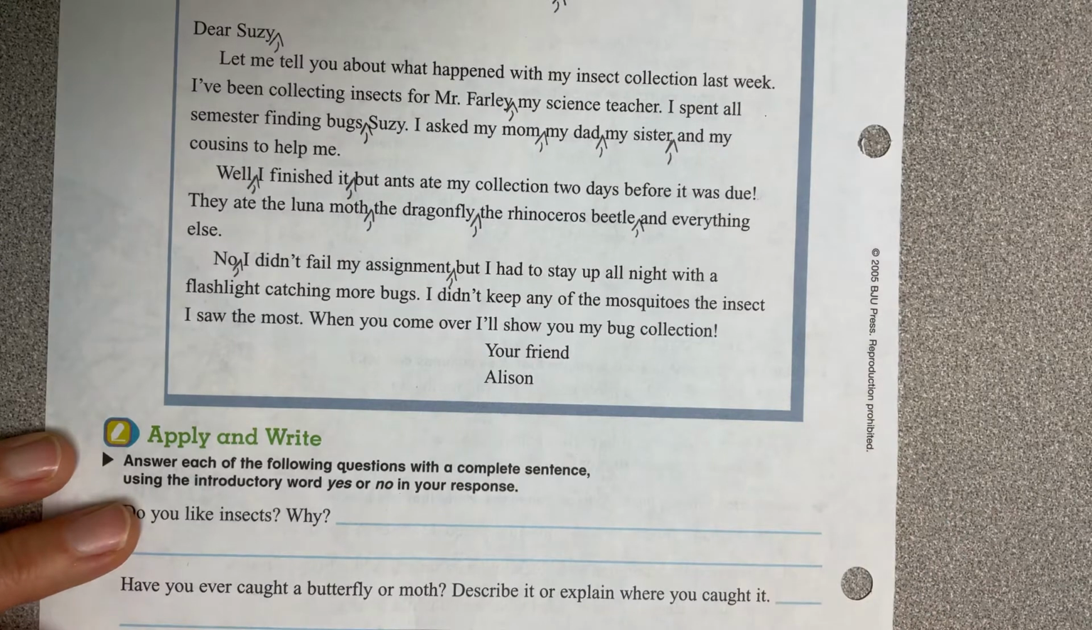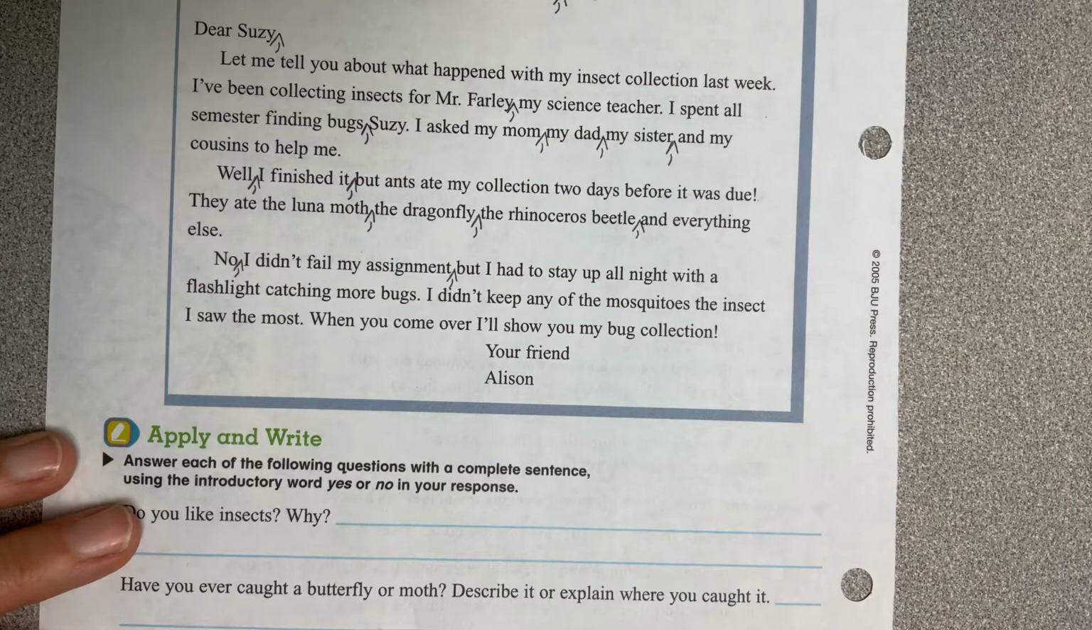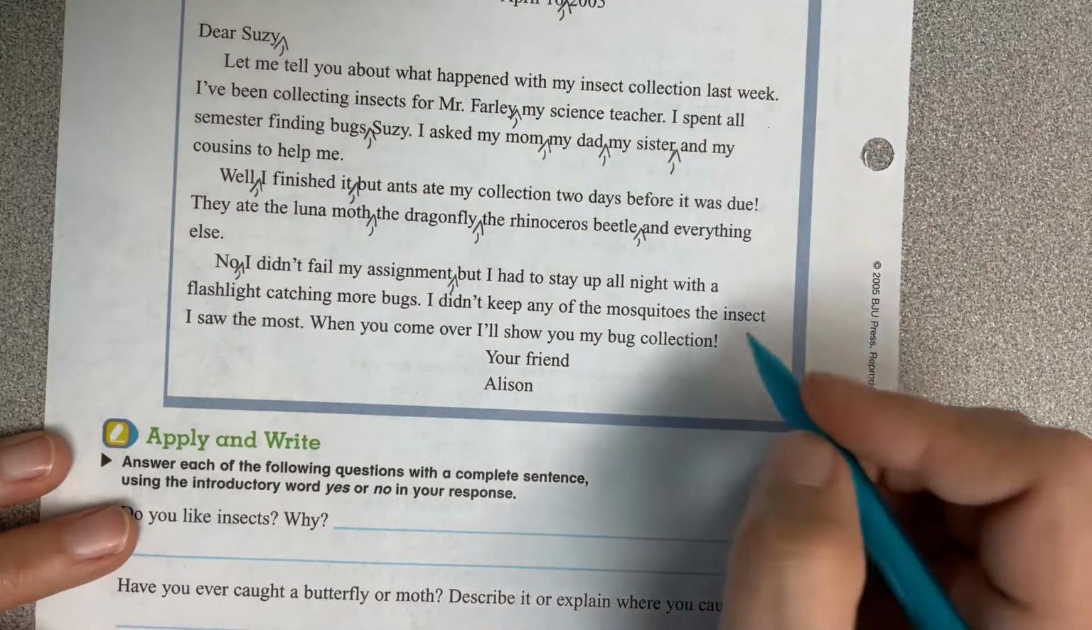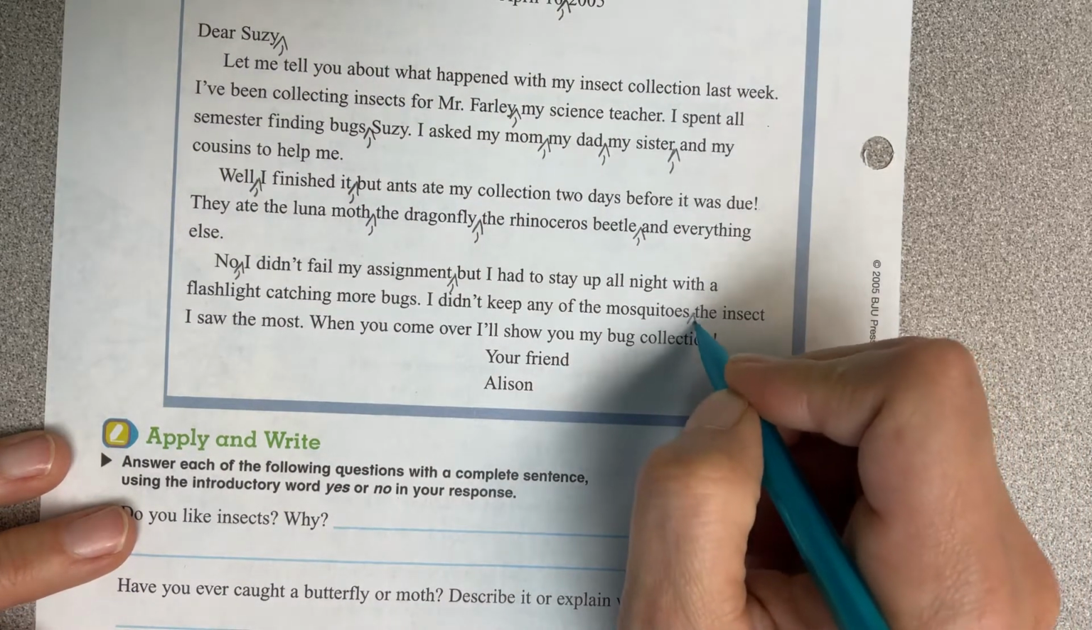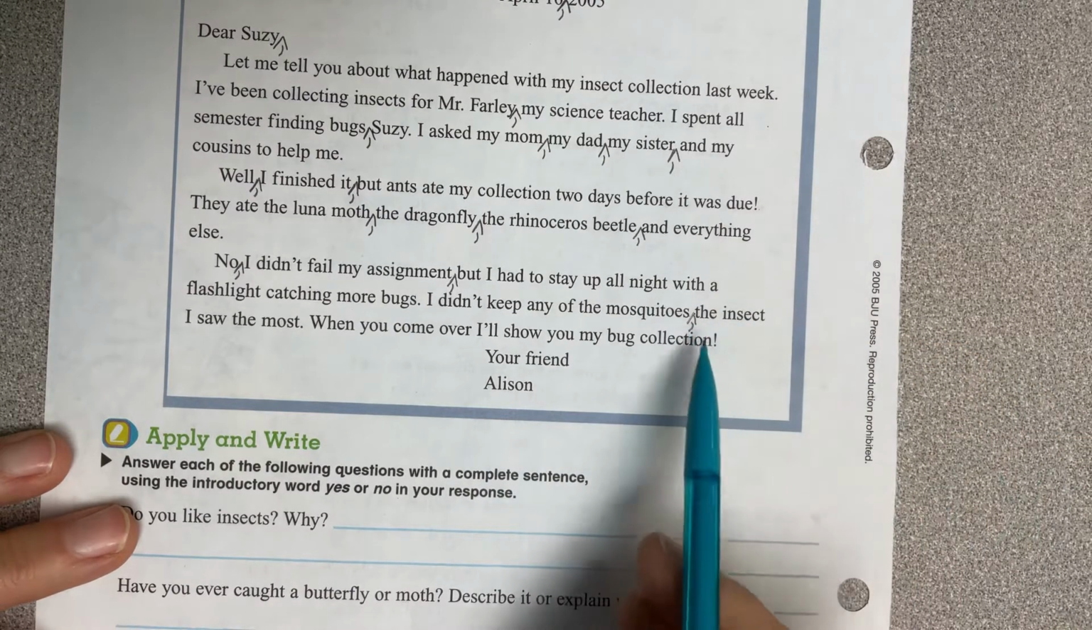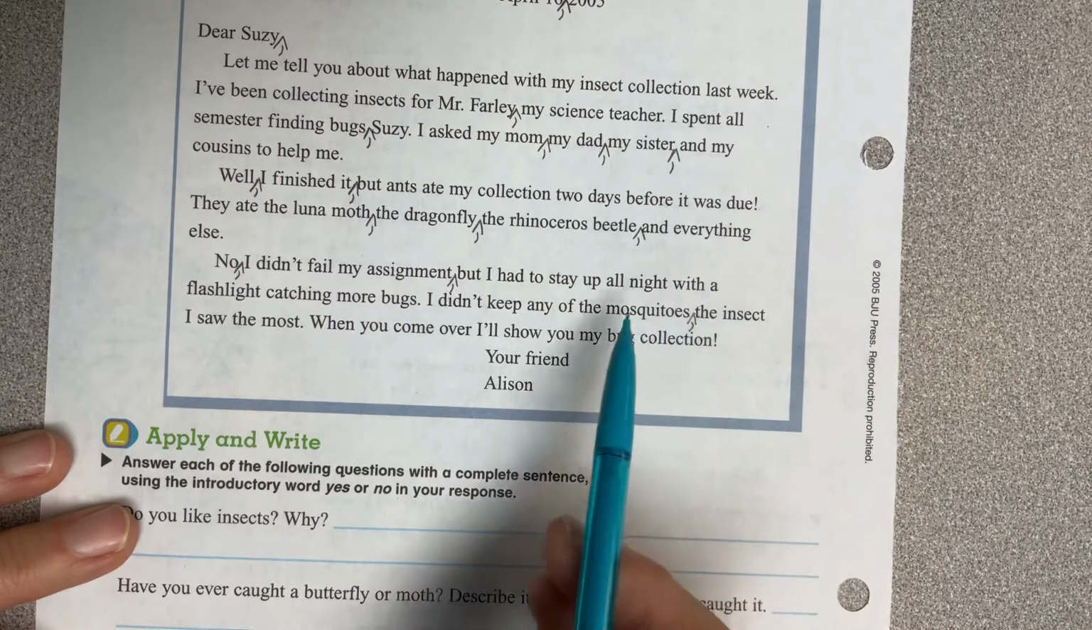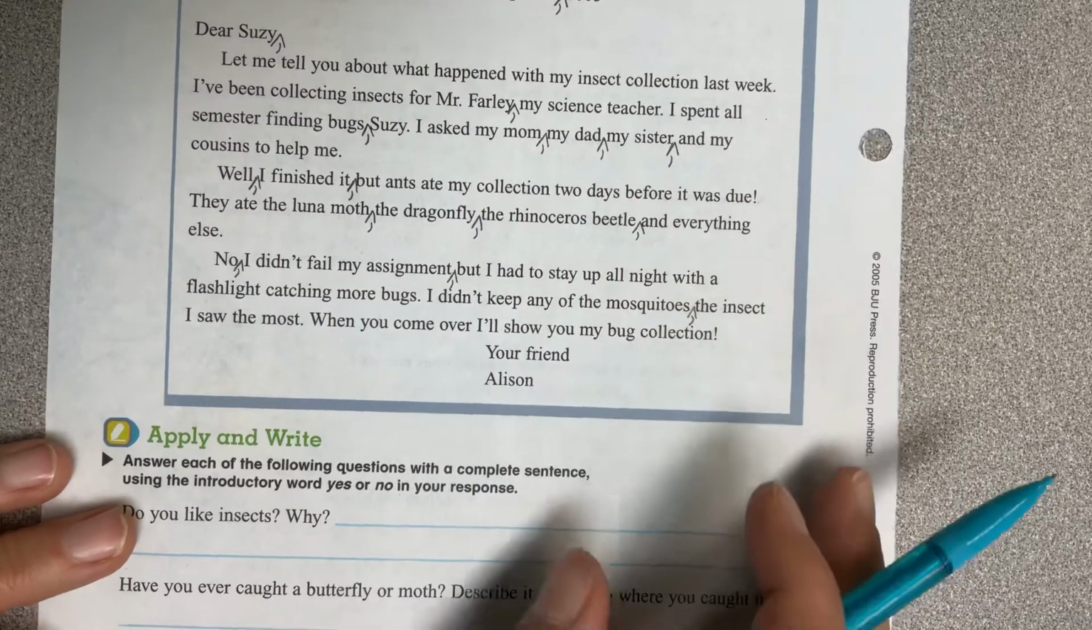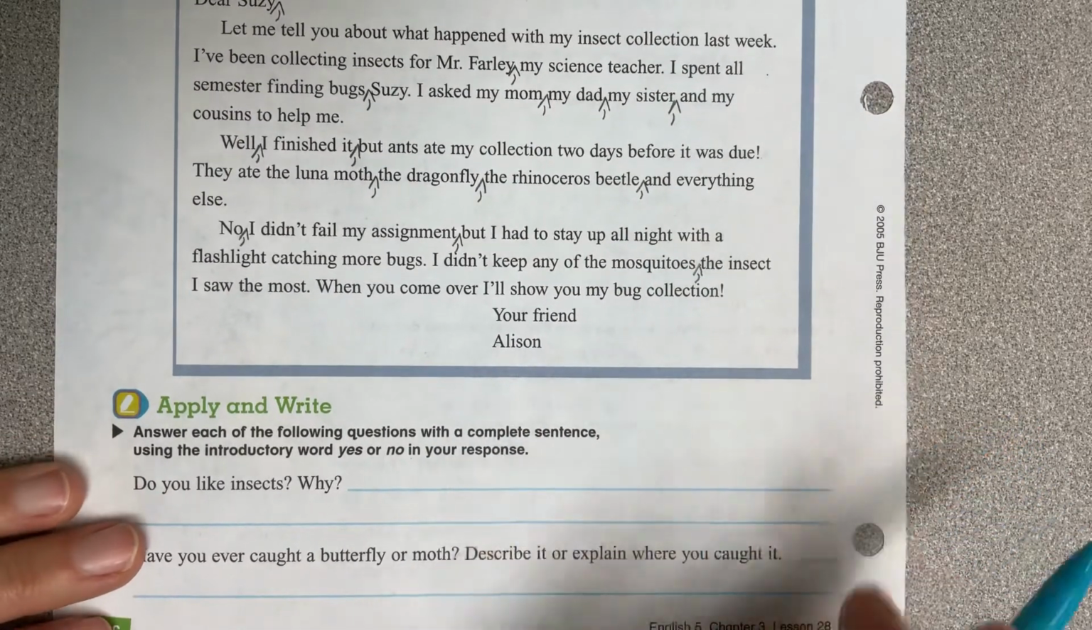Then this next sentence says, "I didn't keep any of the mosquitoes, the insect I saw the most." So again here, we're going to put a comma after mosquitoes because we're renaming mosquitoes as the insect I saw the most. So we want our comma there.